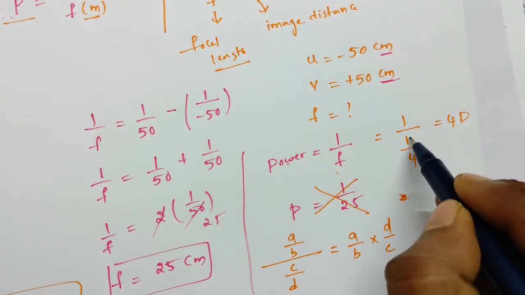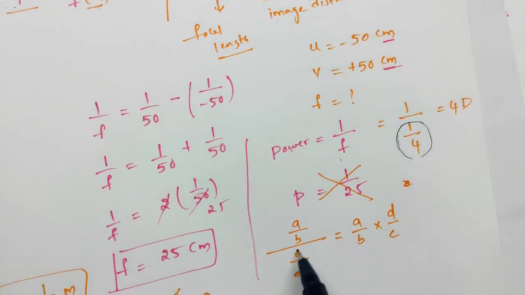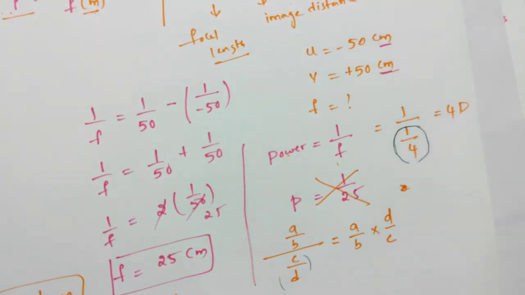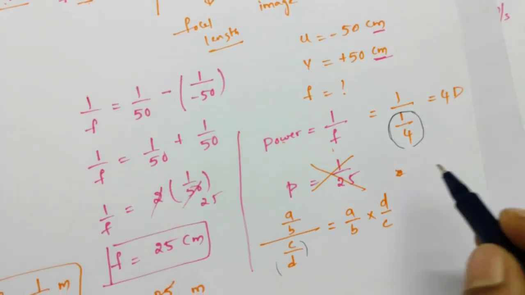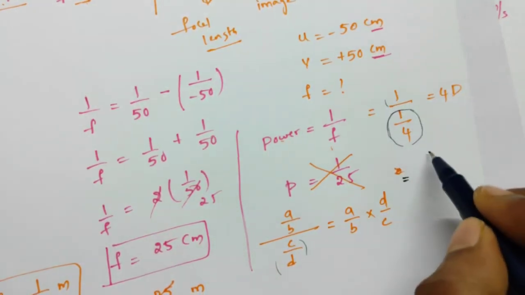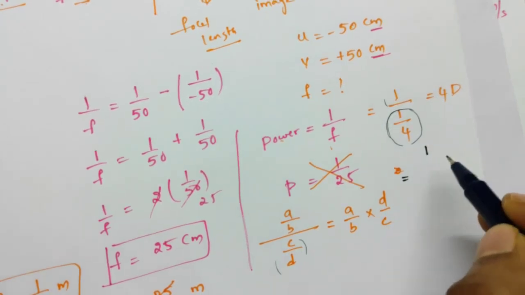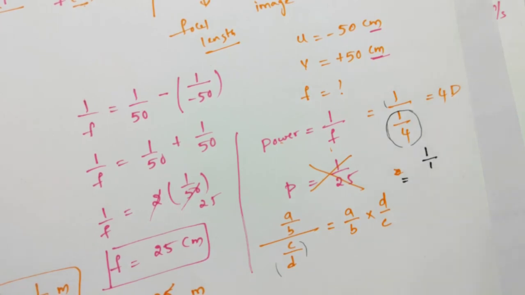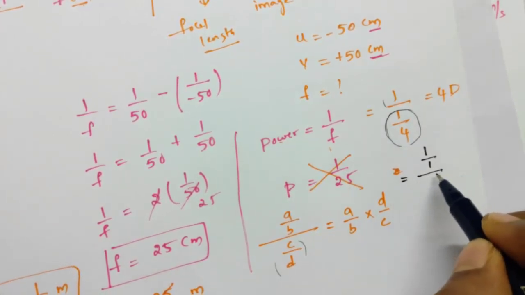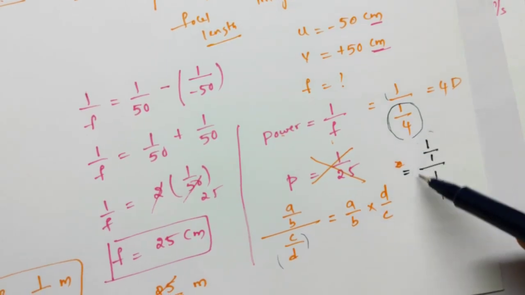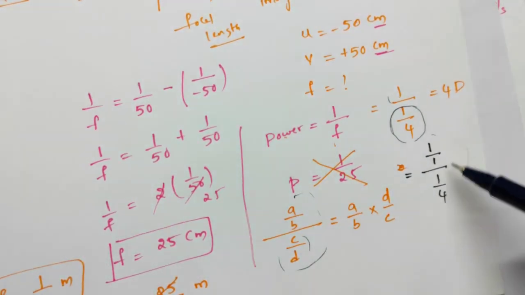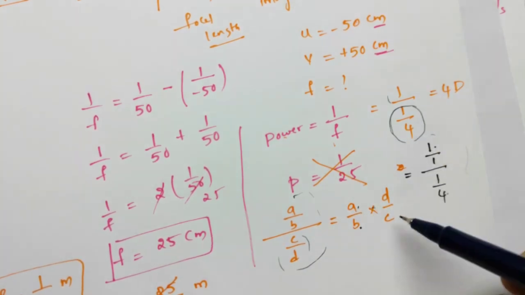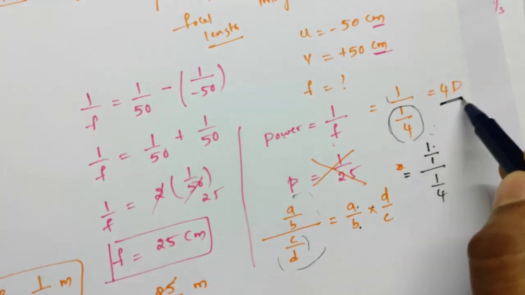Here the denominator is already a fraction, 1 by 4, like C by D, but the numerator is not a fraction. So we simply convert it into a fraction. The numerator is 1, so write 1 by 1. If I divide 1 by 1, does anything change? Nothing changes, 1 by 1 is equal to 1 only. So I can write 1 by 1 divided by 1 by 4. Now it looks like the formula, and we can apply it: 1 by 1 into 4 by 1. That is how we get 4 diopters here.